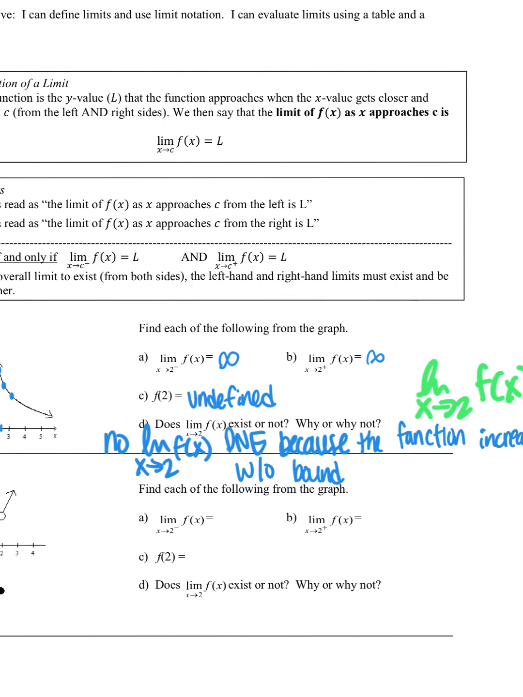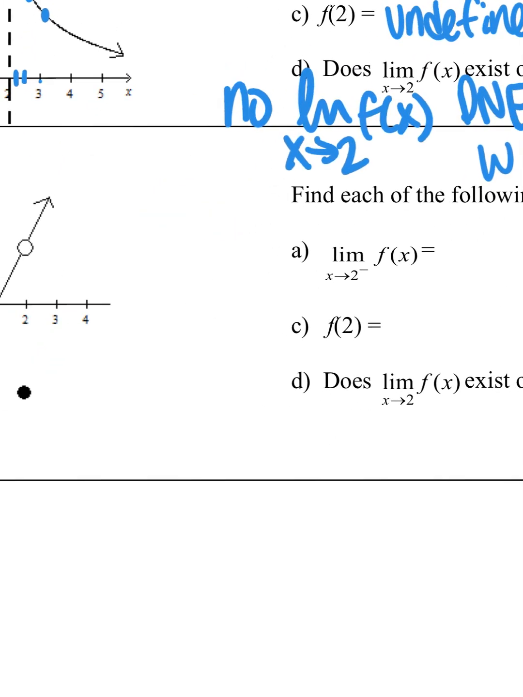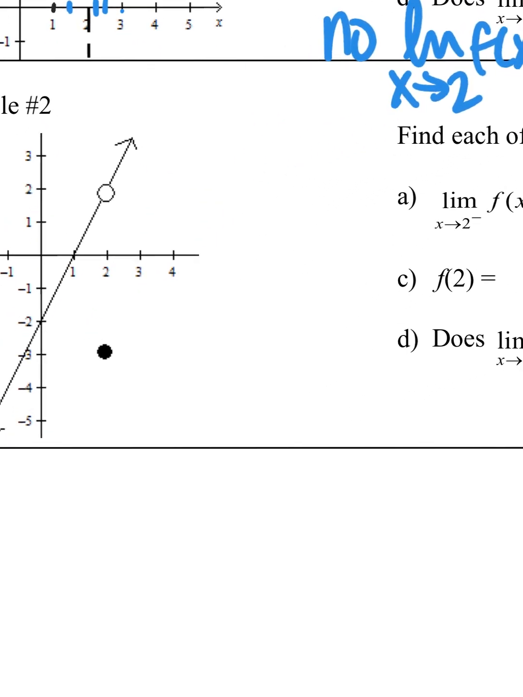So now let's take a look at example 2. Let's first look at the limit as x approaches 2 from the left. So as x approaches 2 from the left, let's start at 1. At 1, my function is 0. At 1.5, my function is 1. At 1.75, my function is about 1.5.